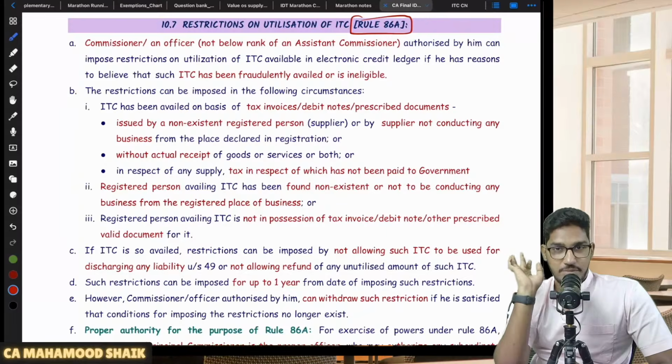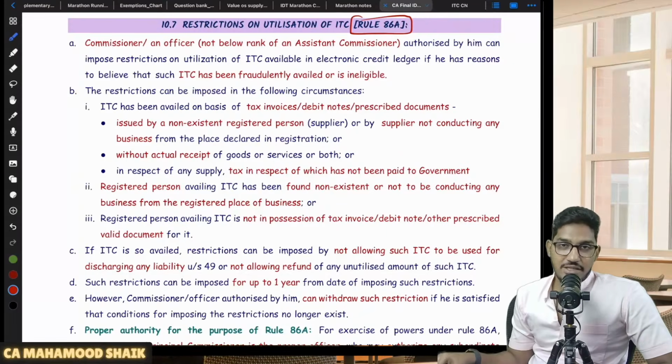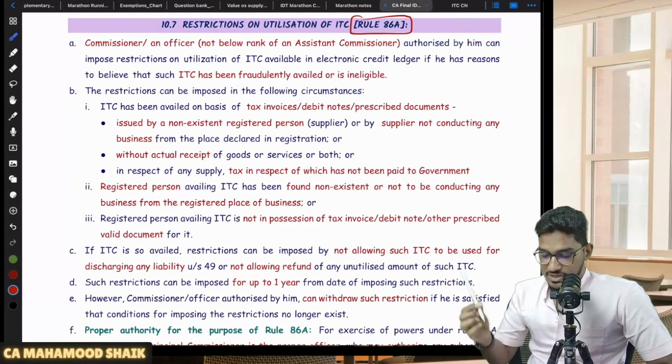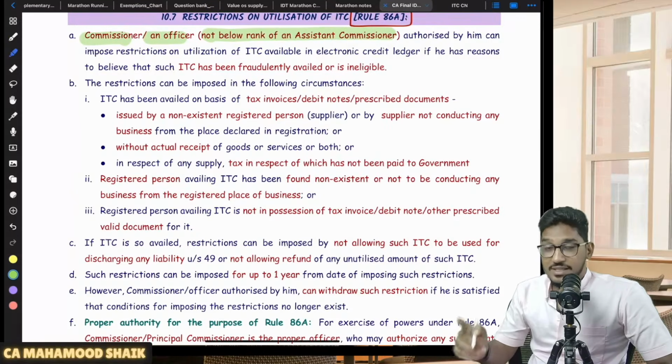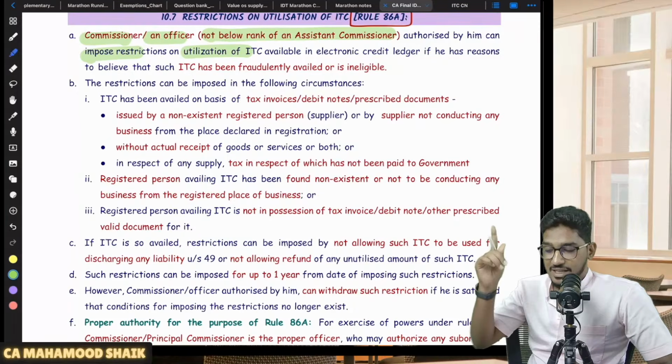Restriction on utilization of input tax credit. Sir, when will they play with me like this? When will they put the restriction? Let us see. First of all, who is the authorized officer to do it? The Commissioner or an officer not below the rank of Assistant Commissioner authorized by him can impose restrictions on utilization of ITC in the electronic credit ledger.